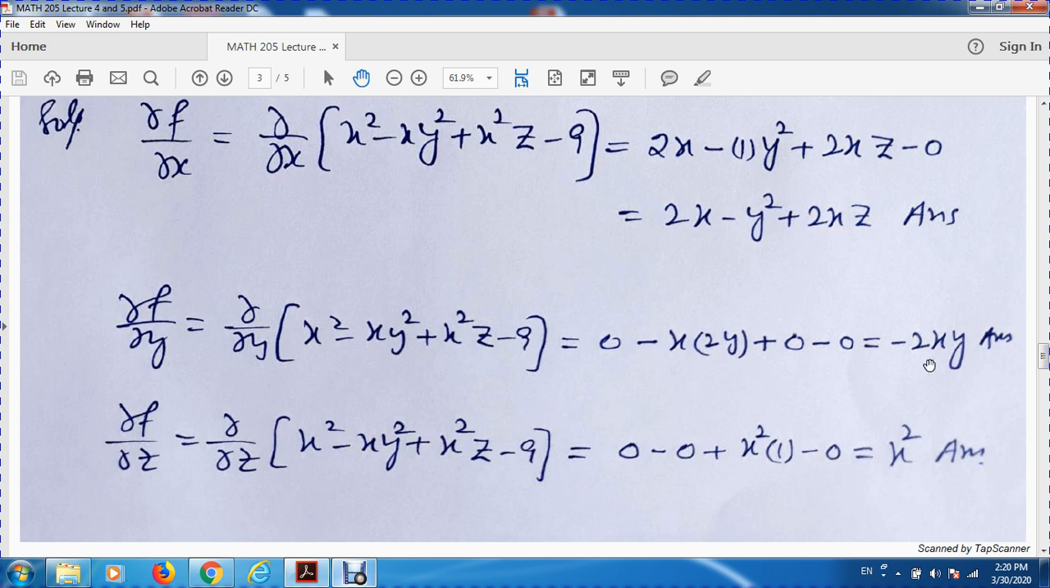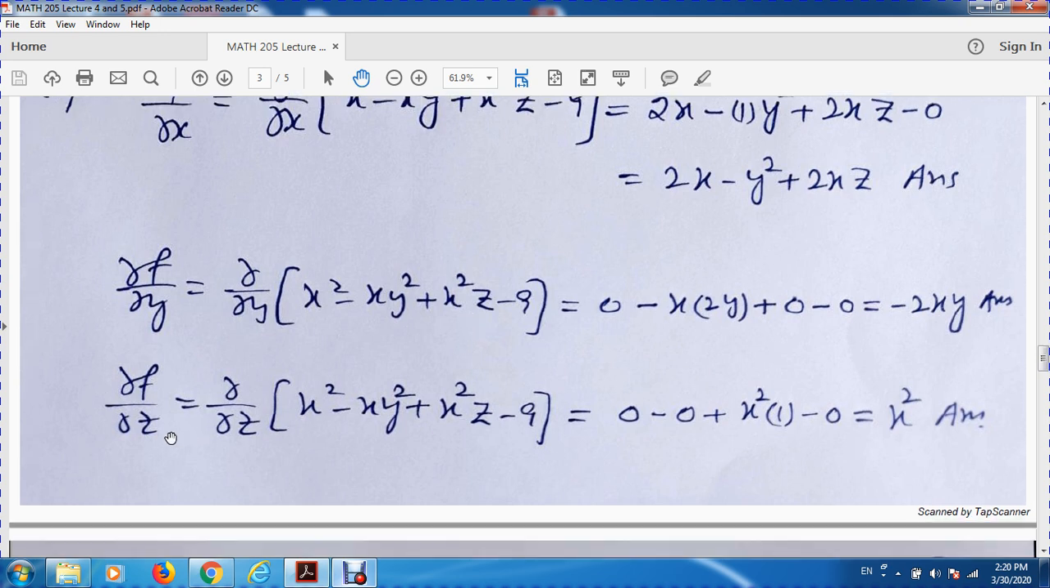So if you simplify this, it will be minus 2xy. Now again, if I need the derivative with respect to z, it means for me x and y will be just like a constant number. So I will write the derivative with respect to z.